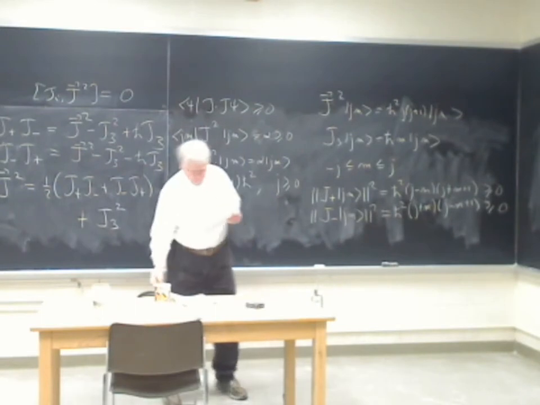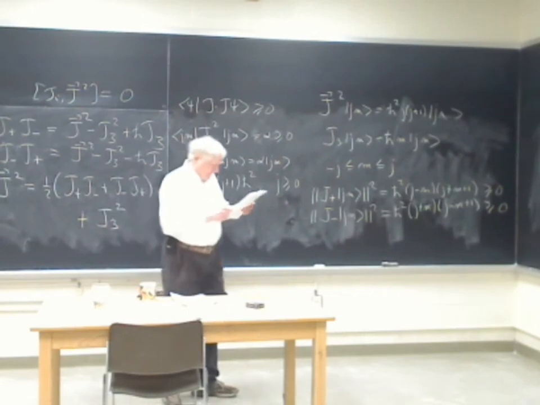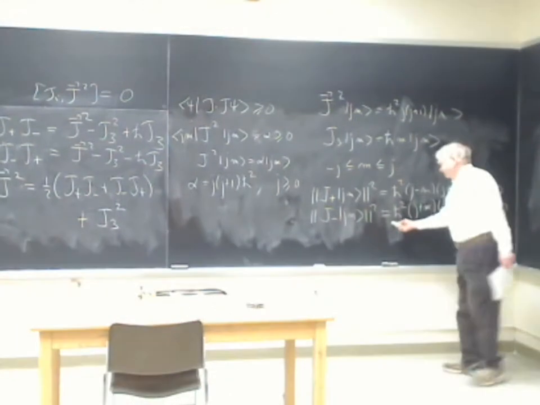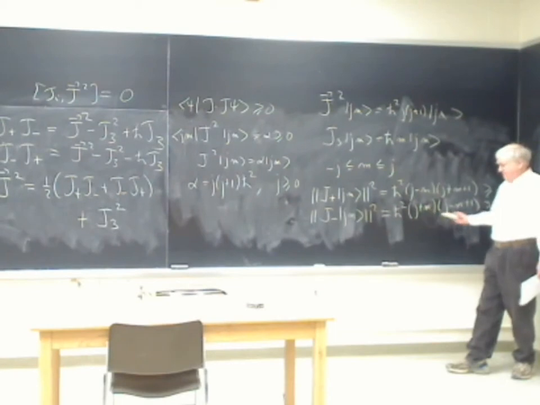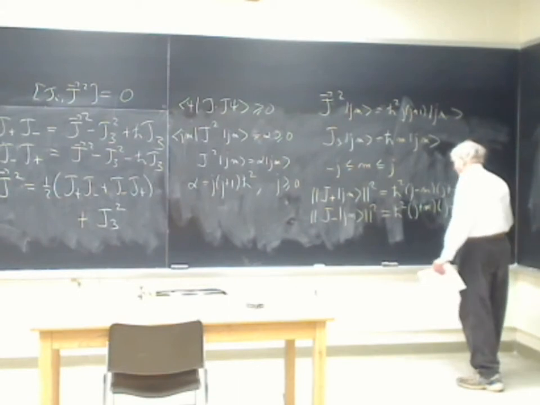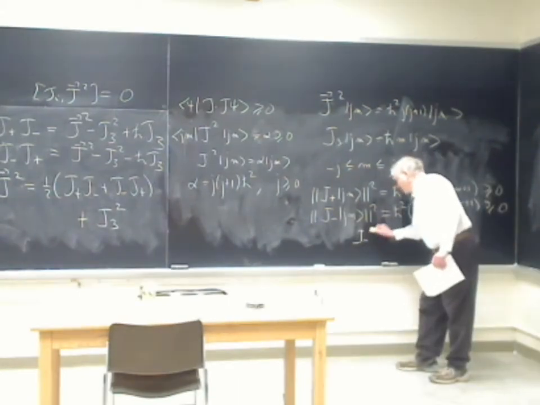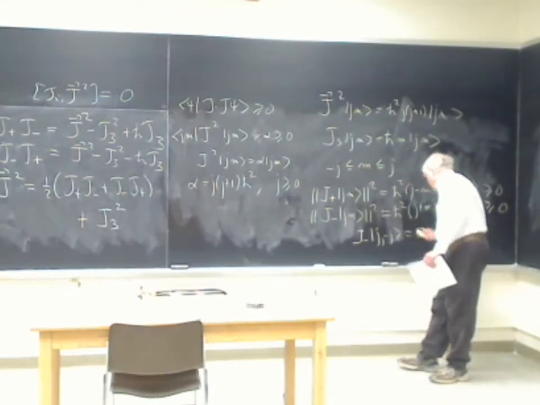Okay, so this particular relation here, this bottom one here, tells us that if m is equal to minus j, then this expression is zero. And so that told us that J minus on the state j, minus j was just equal to zero.